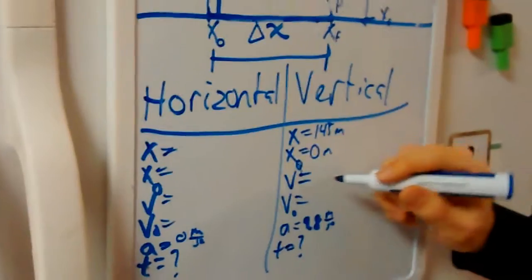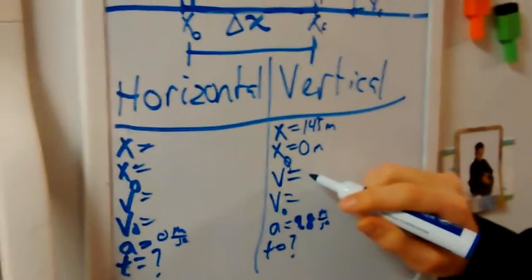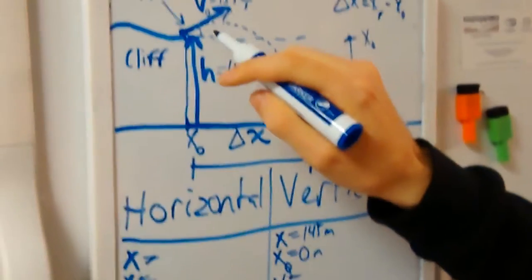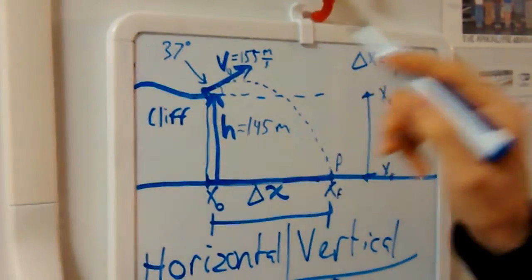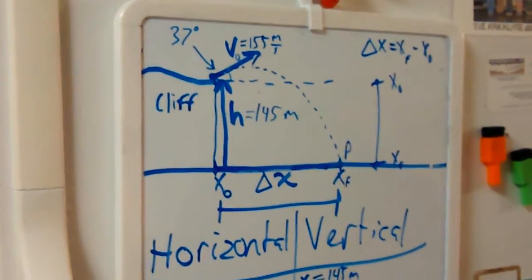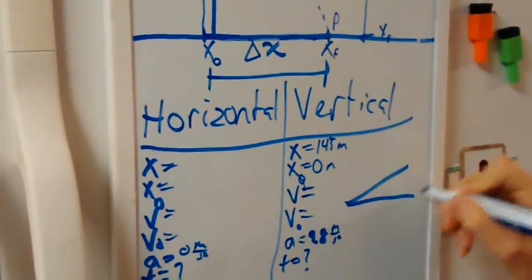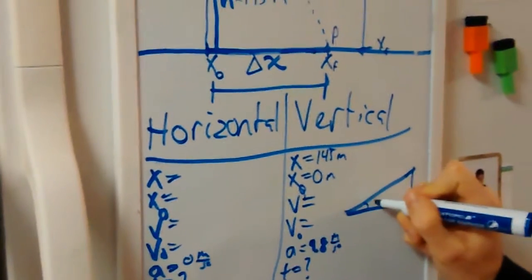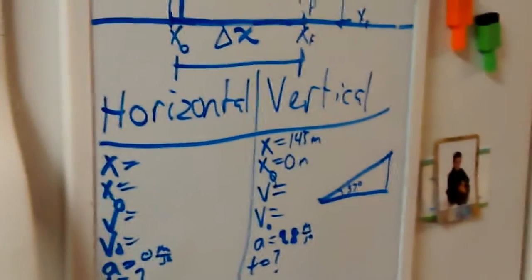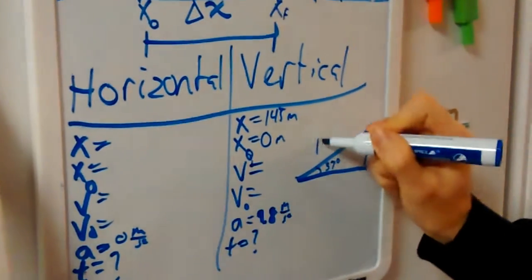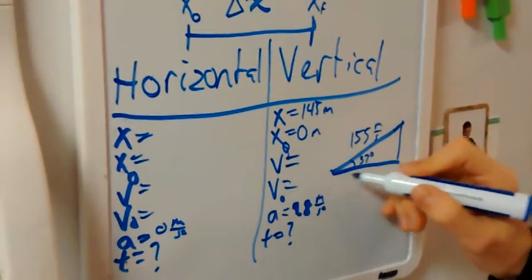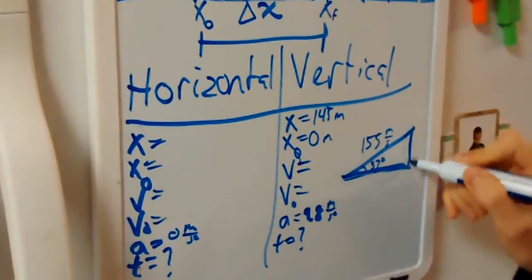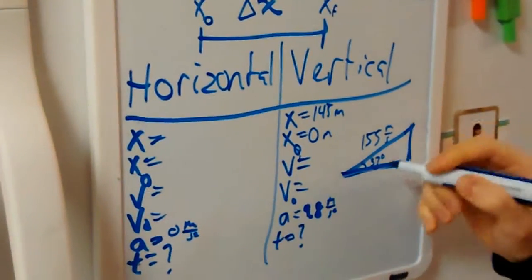So let's finish off the vertical. The vertical velocity. Now, we know that the velocity of the projectile is 155 meters per second. However, this is neither vertical nor horizontal. It's somewhere in between. So to figure out the vertical and horizontal components, we could draw a triangle here. This is 37 degrees, and this is 155 meters per second. So we're looking for the vertical and the horizontal, this component right here and this component right here.